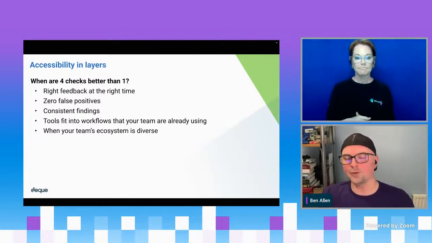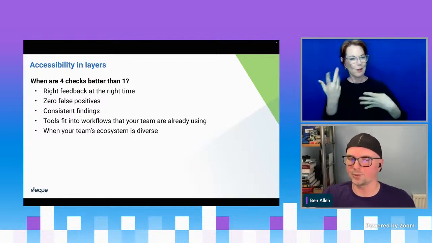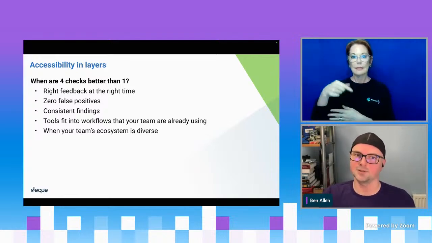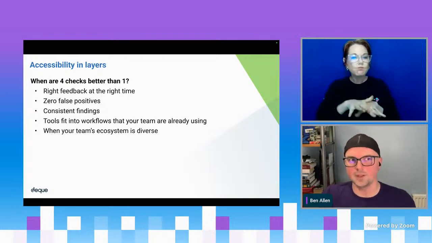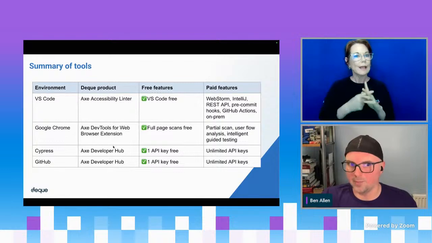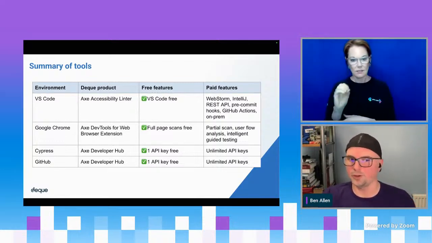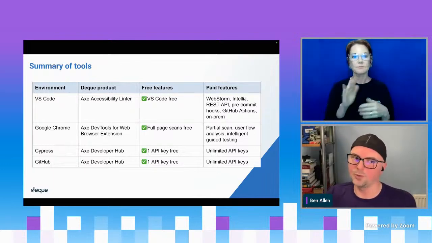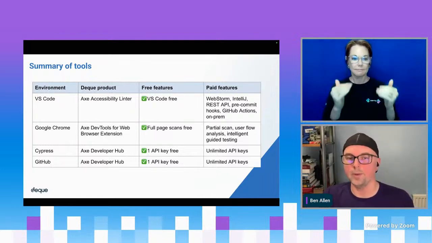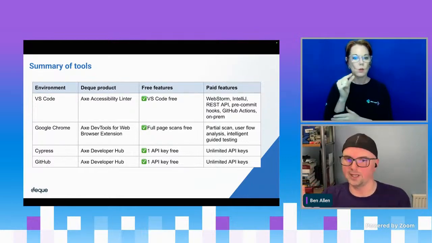Right, so far we've looked at 4 tools you're already using and 3 Deque products which integrate seamlessly into those tools. The really good news is that you can get started with all of these tools for free. Axe Accessibility Linter for VS Code is totally free. You can upgrade your experience and get loads more. Axe DevTools for web browser extension for Google Chrome can do full page automated scans for free.